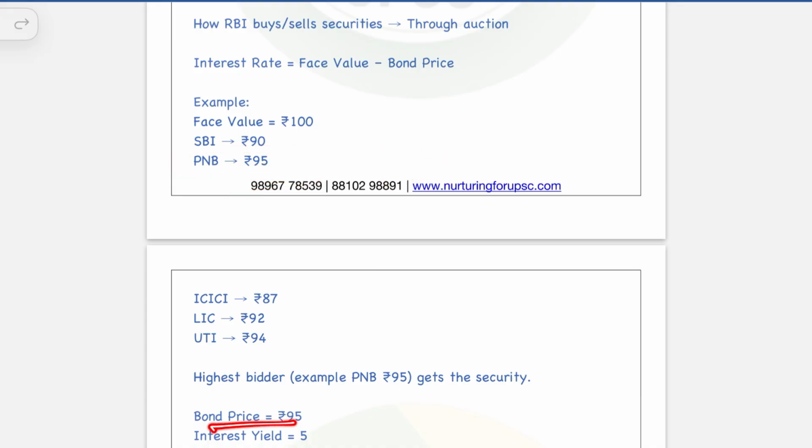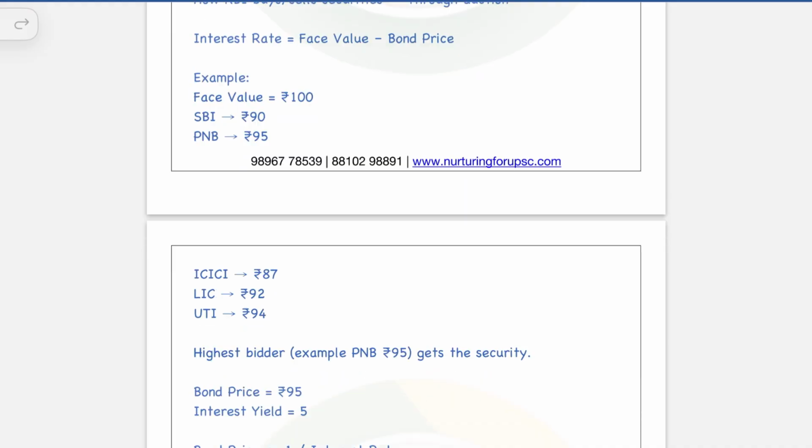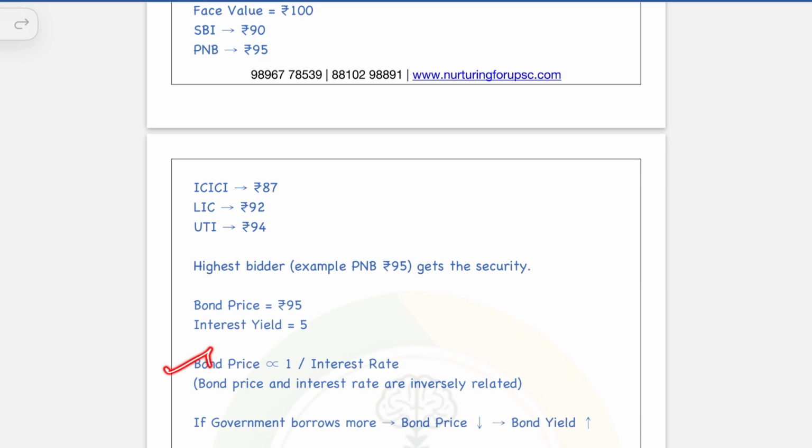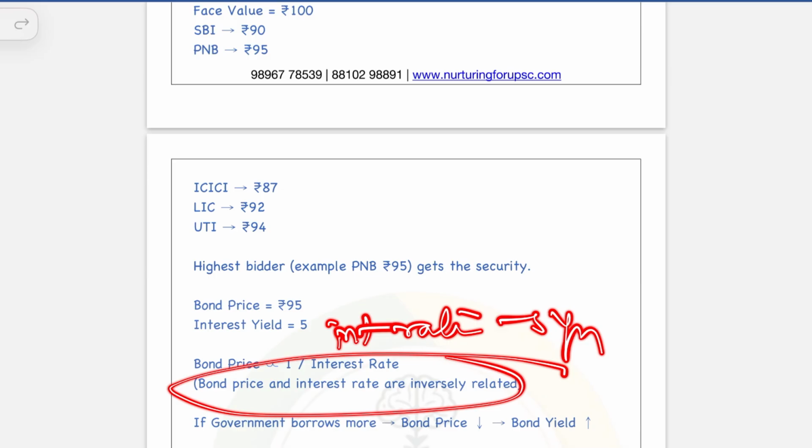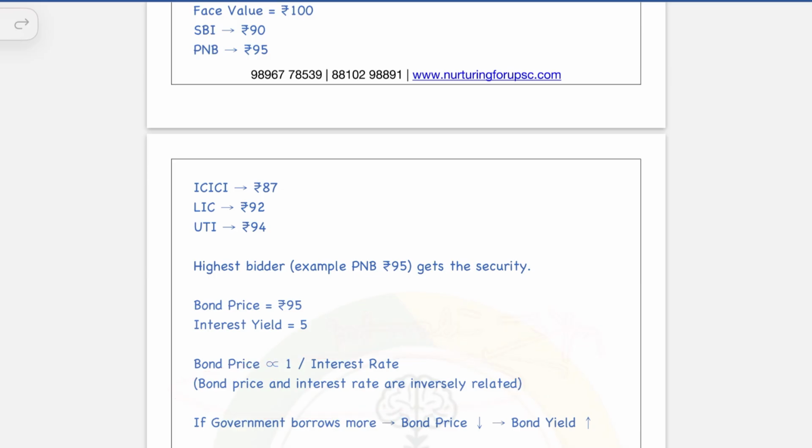So bond price is 95 rupees, and then interest yield would be 5%, because 100 के ऊपर 5 रुपए का yield मिल रहा है. And we have discussed how bond prices impact the interest rate, and how interest rate impacts the overall yield. This thing we have discussed in great detail.